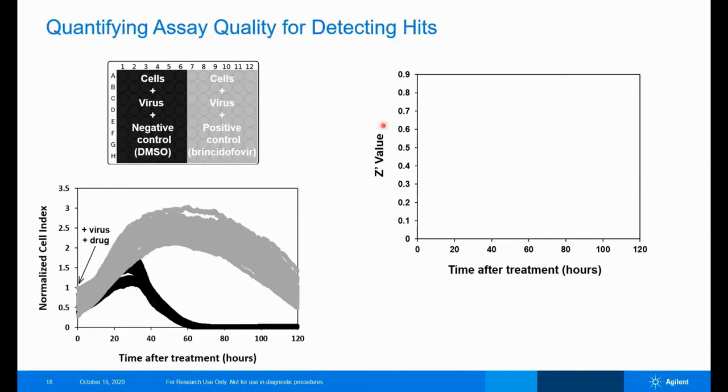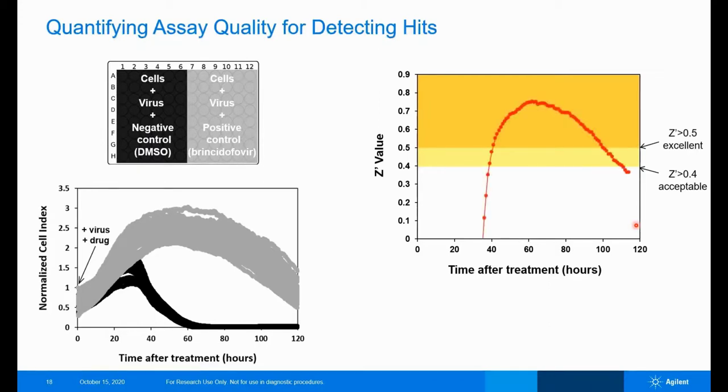Here I'm going to plot the Z prime value over time. Reminder, the yellow represents the acceptable range and the orange represents the excellent range for the Z prime value. This is the data. So we can see very clearly that eSight is providing or acting as an excellent tool for the purposes of screening.